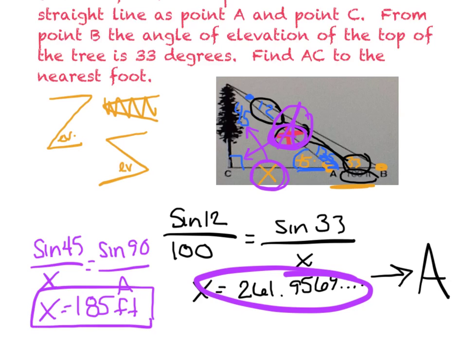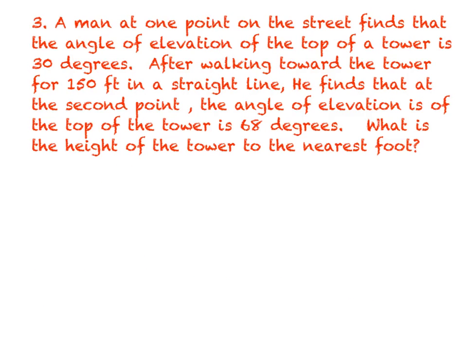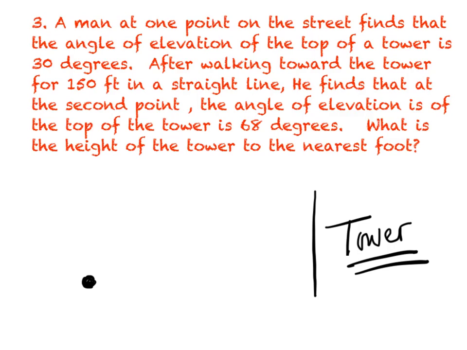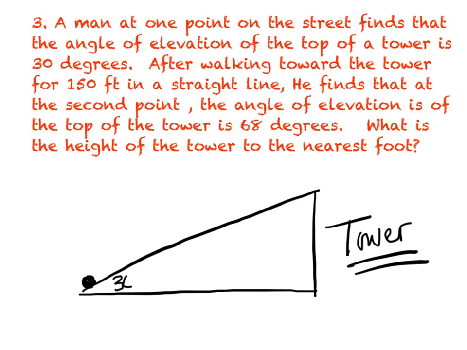All right, here's another really common question. A man at one point on the street, so let's start with a man on the street, finds that the angle of elevation to the top of a tower is 30 degrees. So he's looking up to this tower. So again, everything's just going to be a straight line. We know we're going to end up with triangles. So you need the ground, and he looks up, and that angle that he makes is 30 degrees. After walking toward the tower for 150 feet, so he's going to walk toward, I don't know where that is exactly, but I know he walks 150 feet.